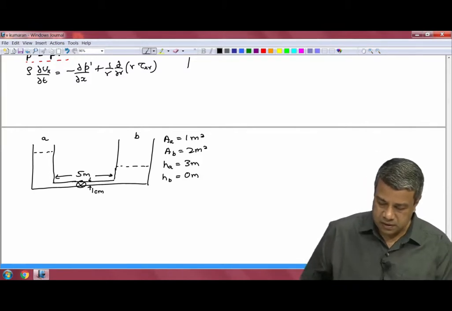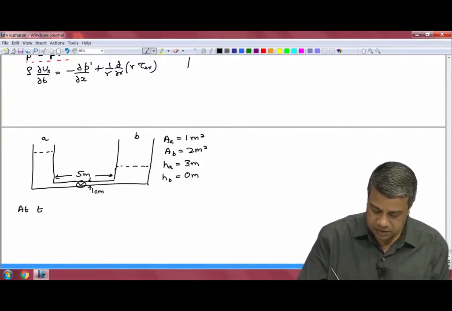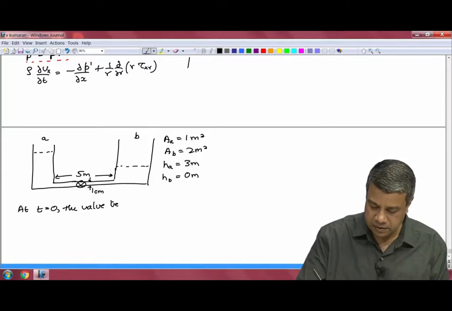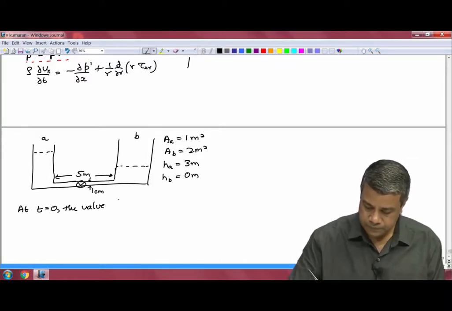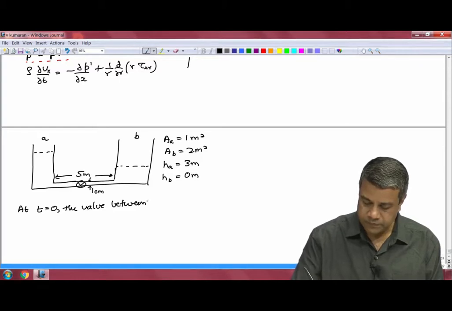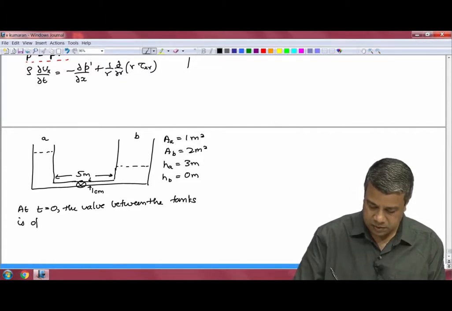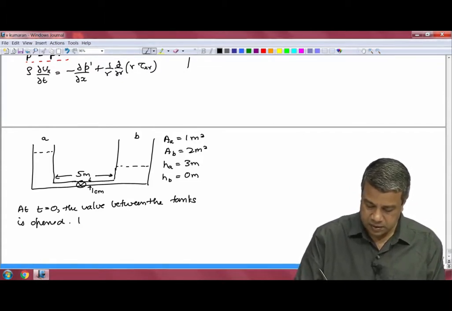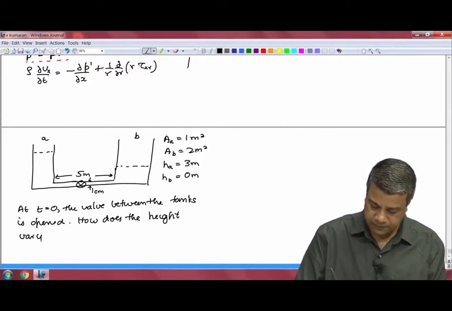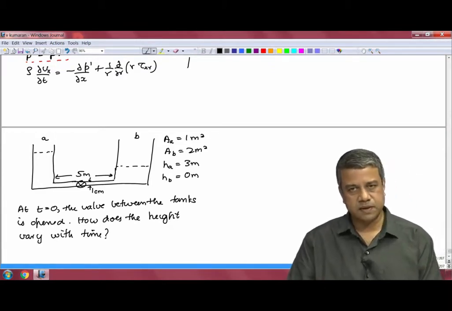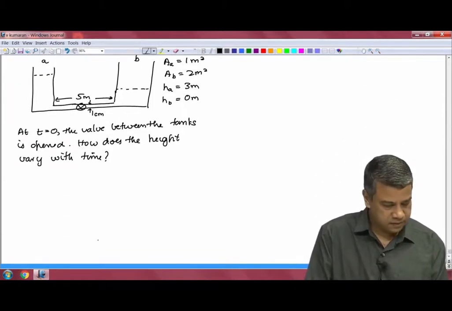And at t equal to 0, the valve between the tanks is opened. How does the height vary with time? How does H A and H B vary with time? So, that is what we are trying to solve for.